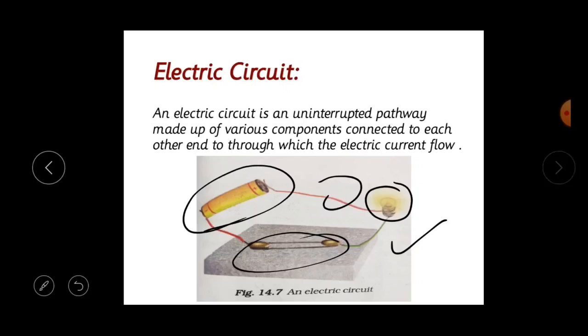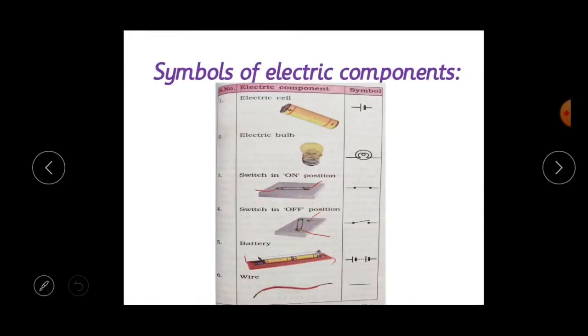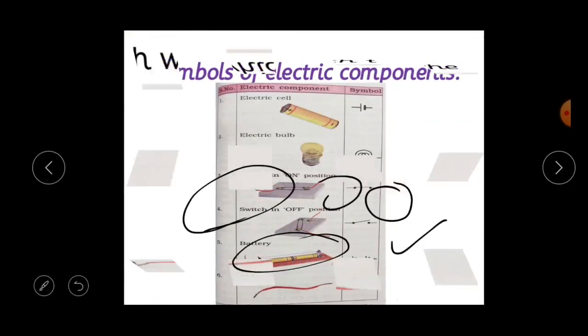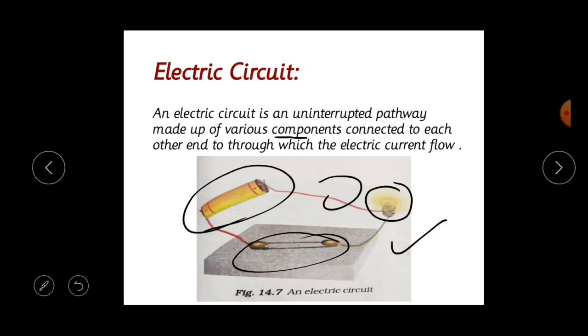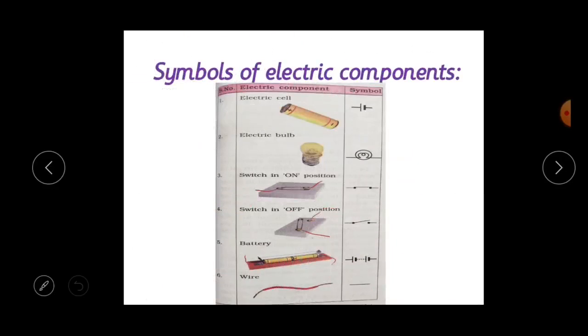So next, we'll discuss the symbols of electric components. Now, I just told you the words various components. So this electric circuit has various components such as cell, wire, bulb, etc. Isn't it? So now let us see how we can represent them in the form of symbols.